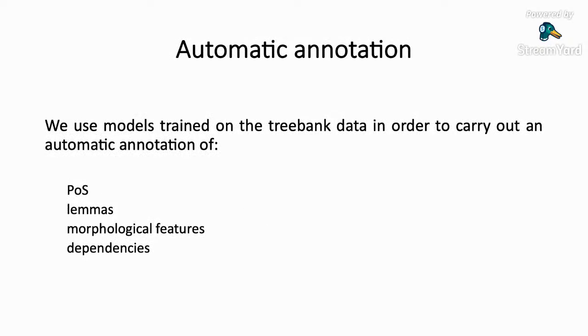So we start with an automatic annotation, and we use models which have been trained on tree bank data. And we use these to annotate parts of speech, lemmata, morphological features, and syntactic dependencies. If you heard one of the presentations of the last session, you may have already heard part of what I'm going to say now, because I presented one way of reusing tree banks, and this is exactly what we are doing in the Corpus project.